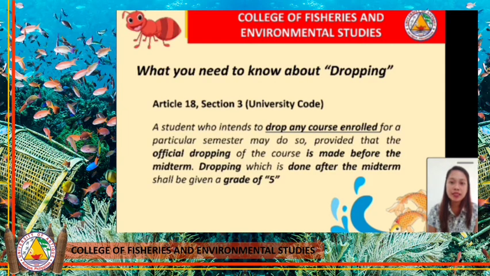Okay, so meaning to say, upon enrollment or upon confirmation of your enrollment in the university, make sure that you comply with all course requirements in all courses you are enrolled in. Now, when are you going to drop? For you to have an official drop mark in your transcript, make sure that you drop the course you are enrolled in before the midterm exam.